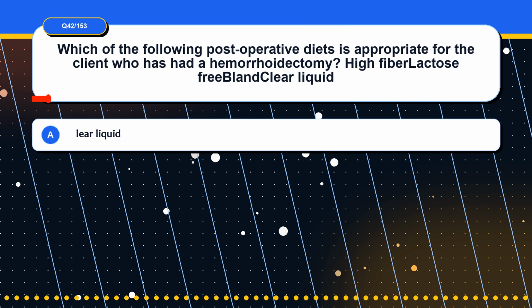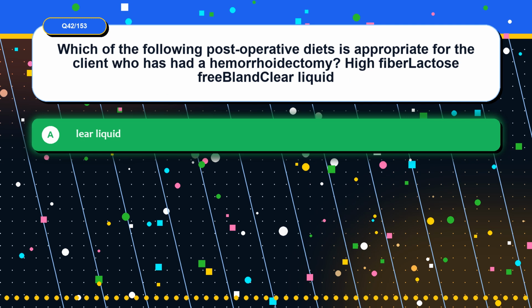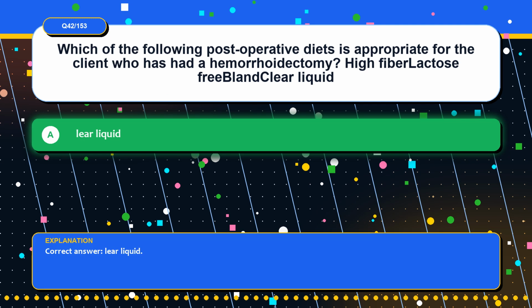Question 42. Which of the following post-operative diets is appropriate for the client who has had a hemorrhoidectomy? High-fiber, lactose-free, bland, clear liquid. Here are the options. Option A, clear liquid. The correct answer is option A. Clear liquid. Correct answer.